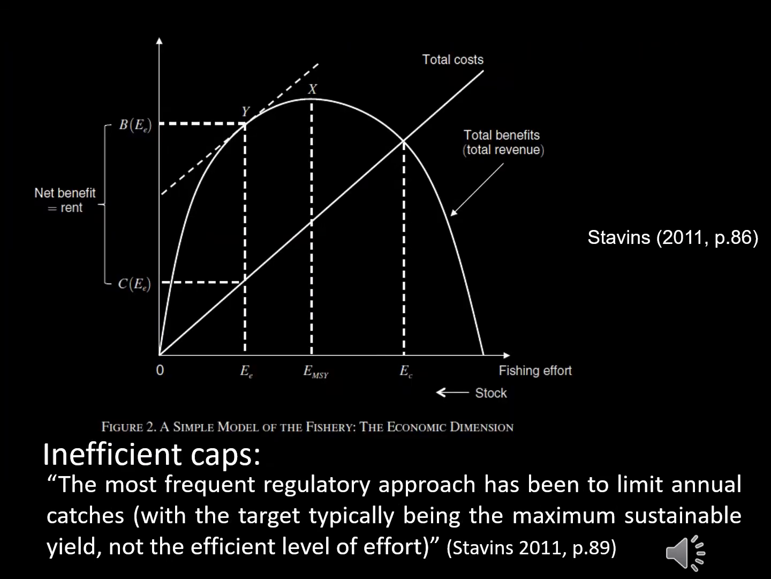Stavins points out, however, that most caps are set inefficiently lenient. As you may recall from the figure, the economic efficient outcome would be a catch below the maximum sustainable yield. Yet, as Stavins describes on page 89, the most frequent regulatory approach has been to limit annual catches, with the target typically being the maximum sustainable yield, not the efficient level of effort.